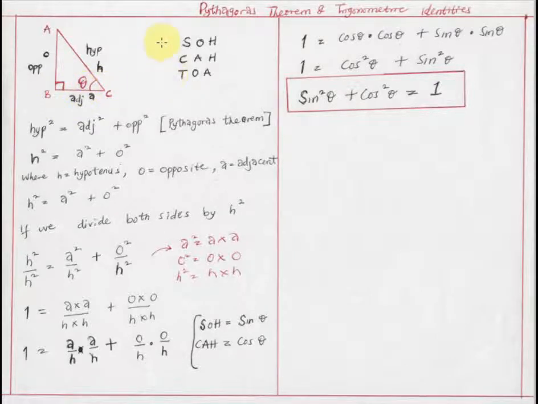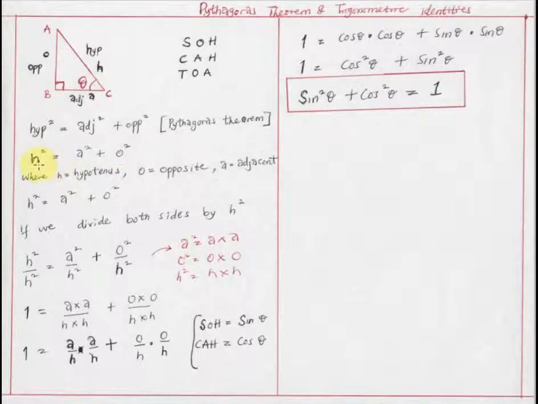Now remember from our video SOHCAHTOA, which we said is an acronym to represent the sine function as opposite over hypotenuse, the cosine function as adjacent over hypotenuse, and the tangent function as opposite over adjacent. Remember, Pythagoras theorem states that the square of the hypotenuse is equal to the square of the adjacent plus the square of the opposite. So the square of this side is equal to the sum of the square of this side plus the square of this side.